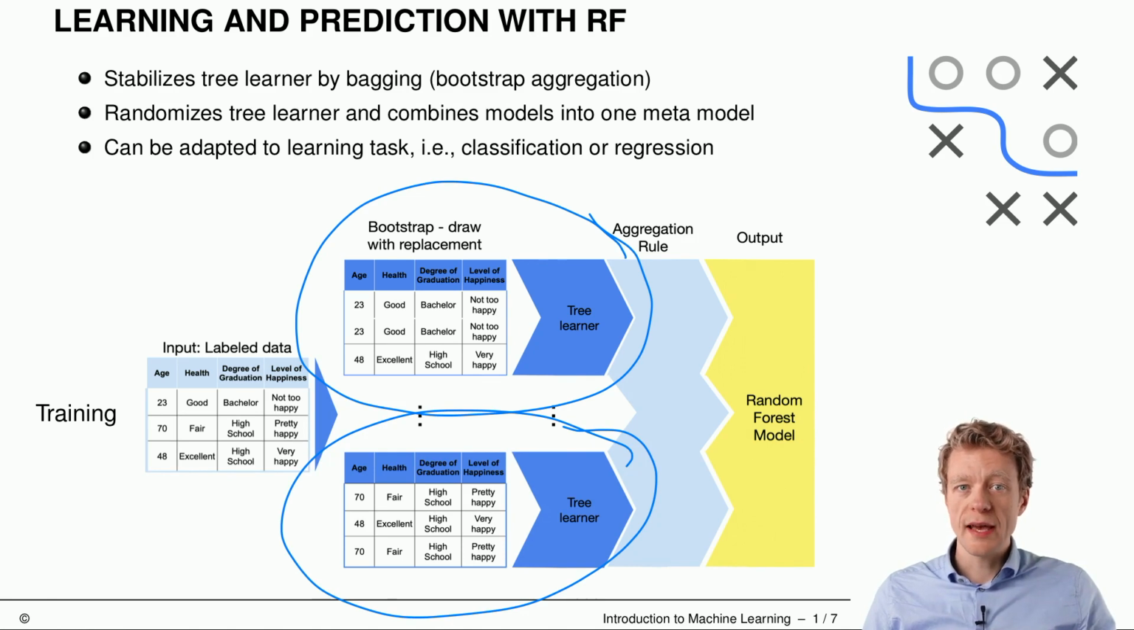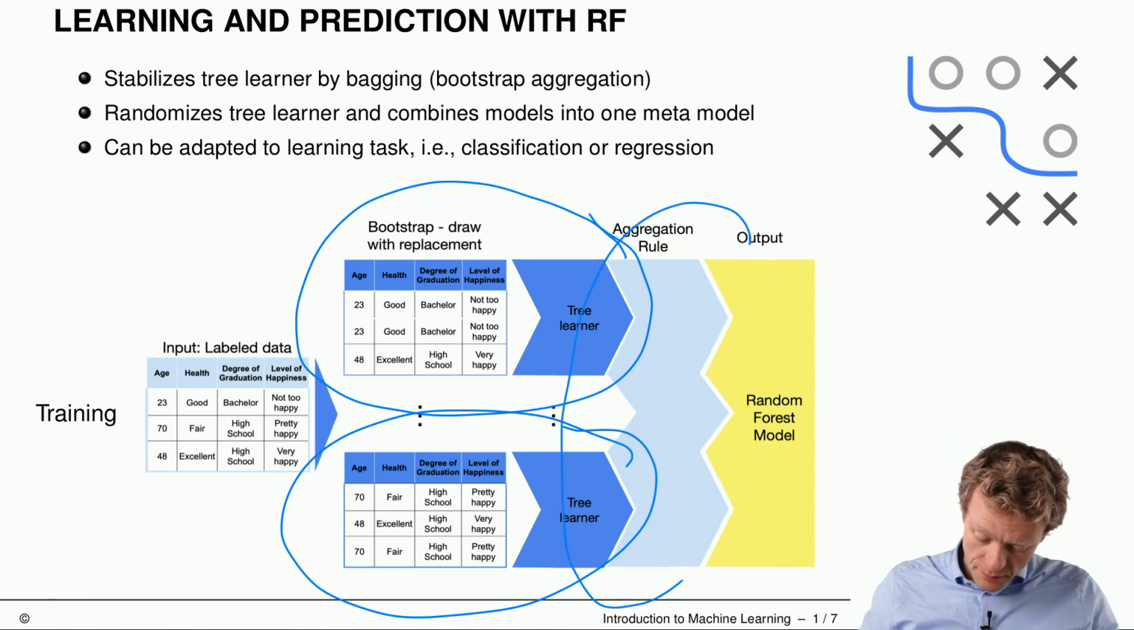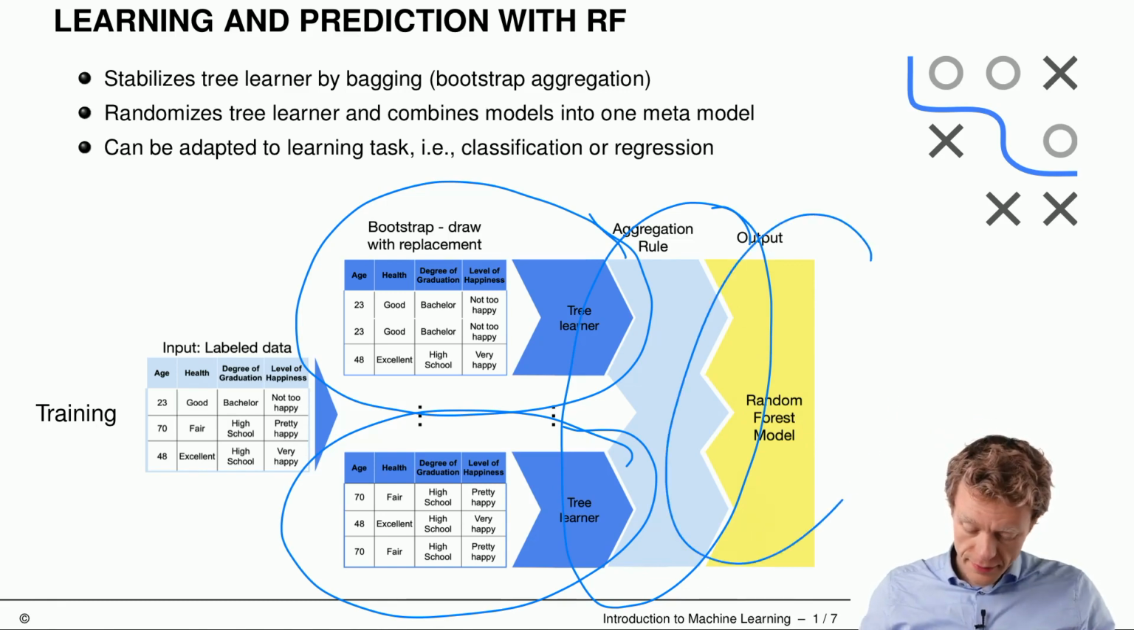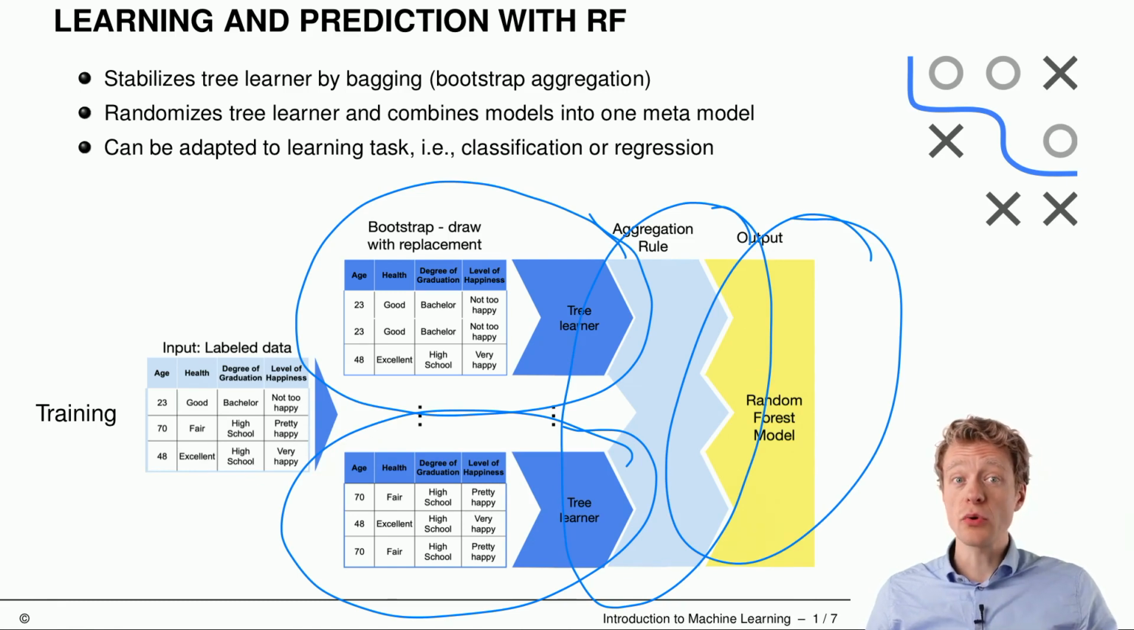When we have a new observation coming in for prediction, of course we have to decide what we do with it. So we pass it through all the trees, and then in the end we need some aggregation rule which tells us how we average the predictions of the different trees. And that, in the end, is the entire random forest model.